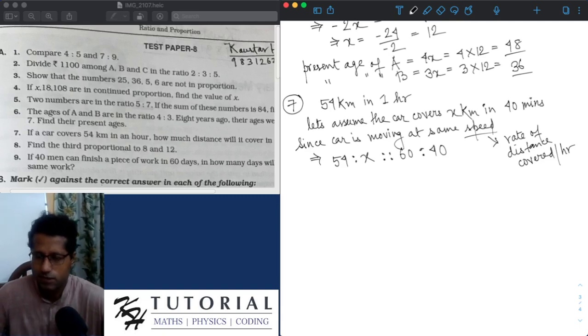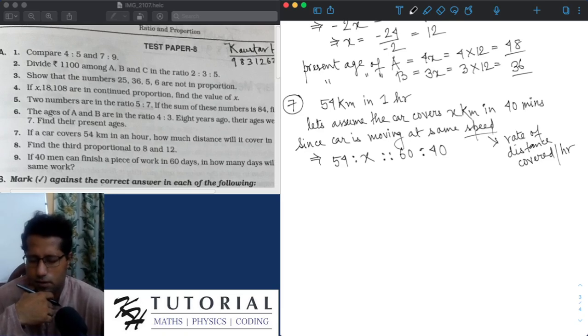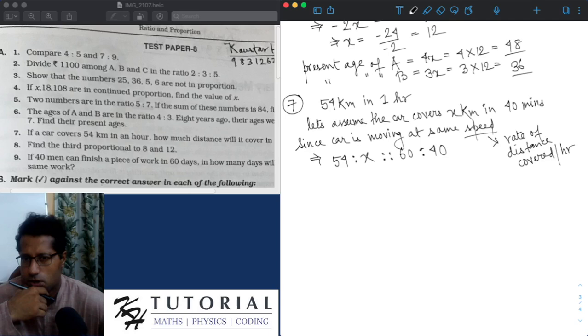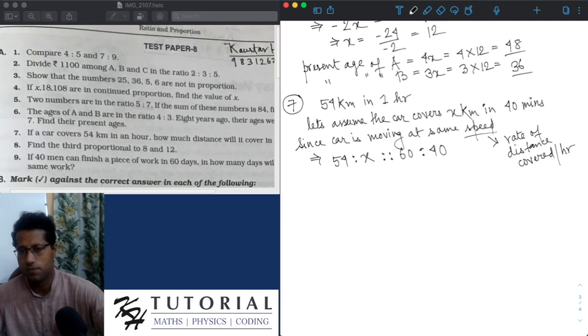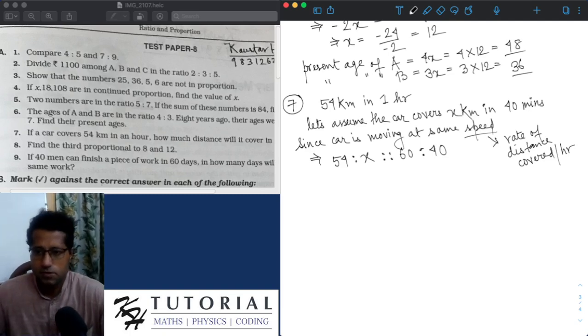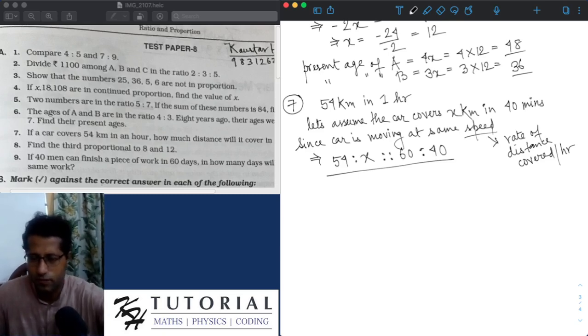We have assumed that the car will cover x kilometers in 40 minutes. So the ratio of 54 and x will be equal to 1 hour is to 40 minutes. Now, to have a ratio, the units of the quantity must be the same. So we must convert the 1 hour into minutes. This fact must be true for the car to move with the same speed, and indeed the car is moving with the same speed. So we can say this.